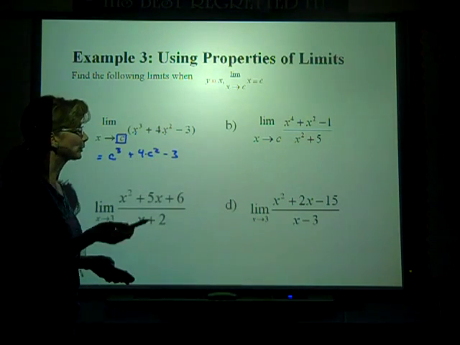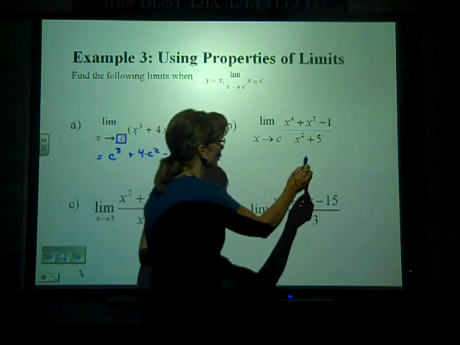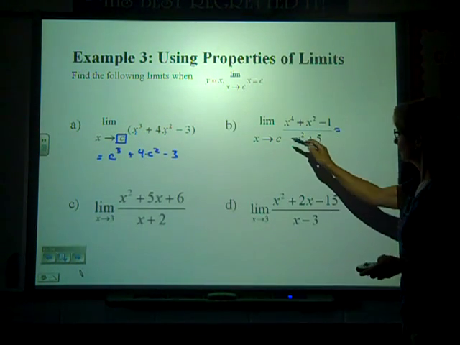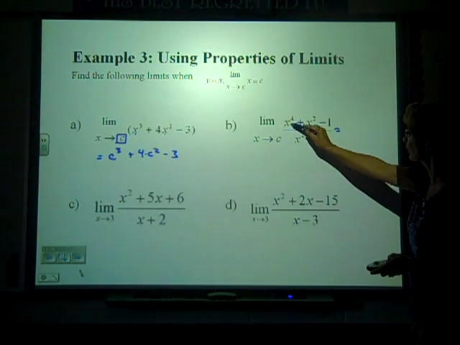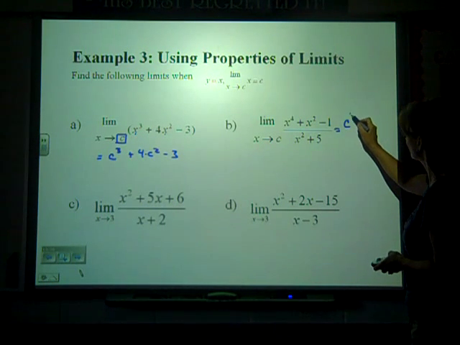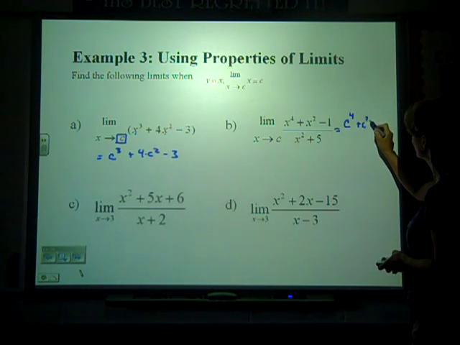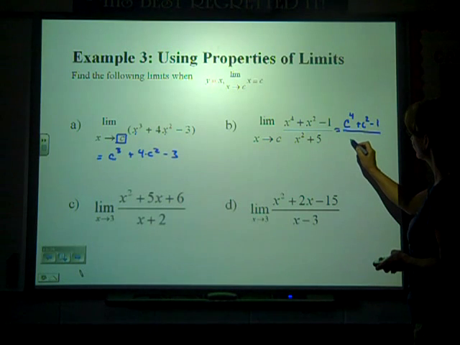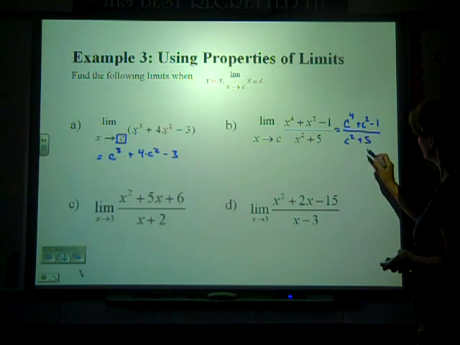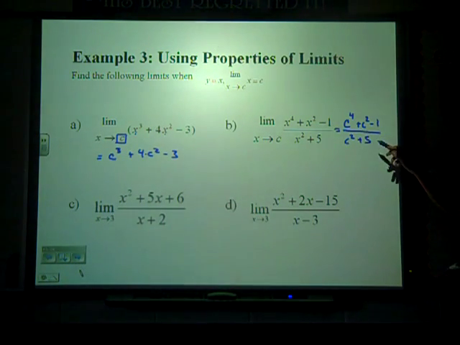Once again, x is approaching c here. So again, it's not an actual value, so I'm just going to put it in for x, and I'm going to get c to the 4th plus c squared minus 1 all over c squared plus 5. Well, that's not going to factor and give me anything to cancel, so I'll just leave that alone. And that's my final answer.